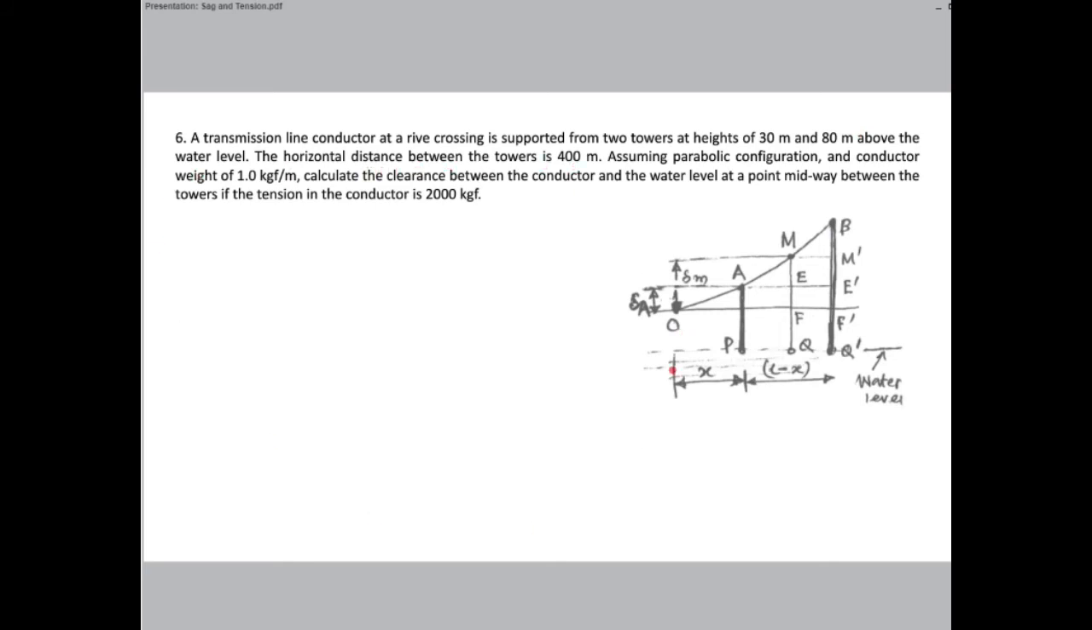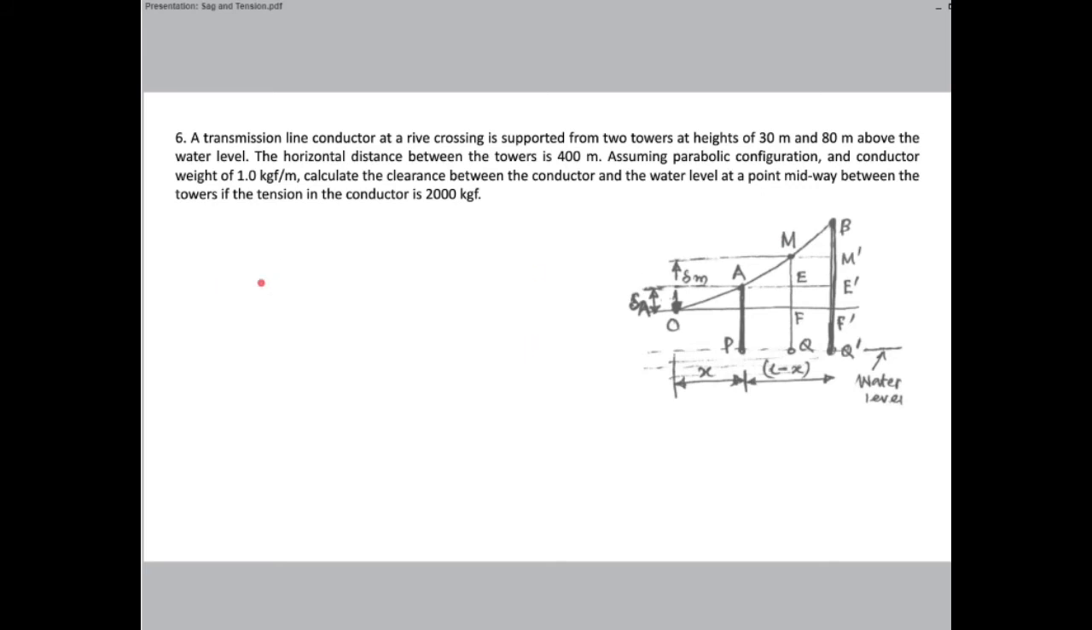The horizontal distance between them is 400 meters. If you draw it before you read the problem, it might be a problem. You draw it after doing the calculation of x. Assuming parabolic configuration and conductor weight of 1.0 kg per meter, we have to find out the clearance between the conductor and water level at a point midway between the towers, which is capital M, and again the working tension is given as 2000 kg.